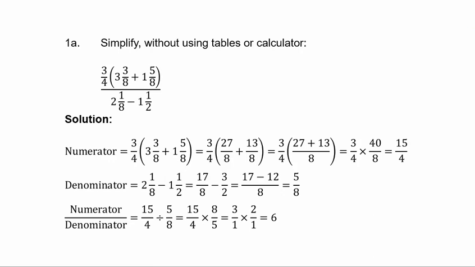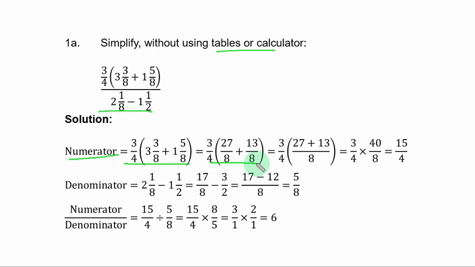Question 1a, simplify this fraction without using tables or calculator. Let us start by taking the numerator first. The numerator is this. Convert the mixed fractions in the bracket to improper fractions. You have this result. From the rule of BODMAS, you need to simplify the bracket first.